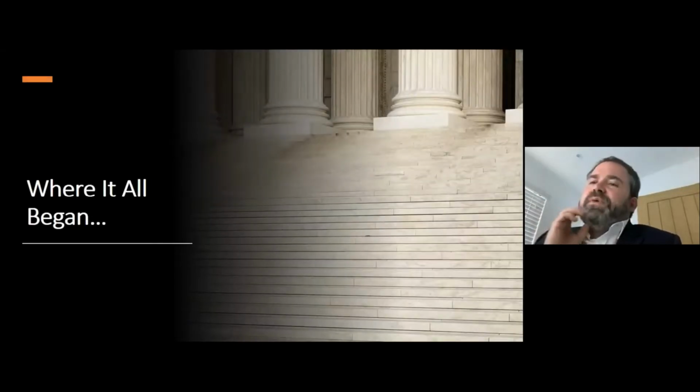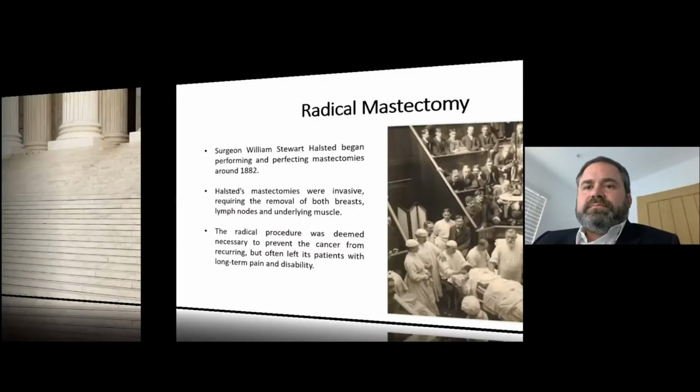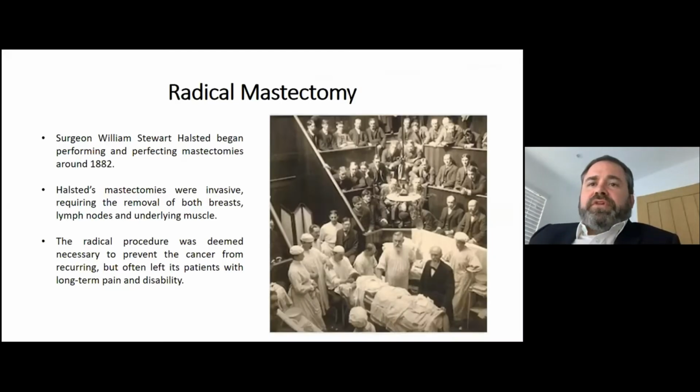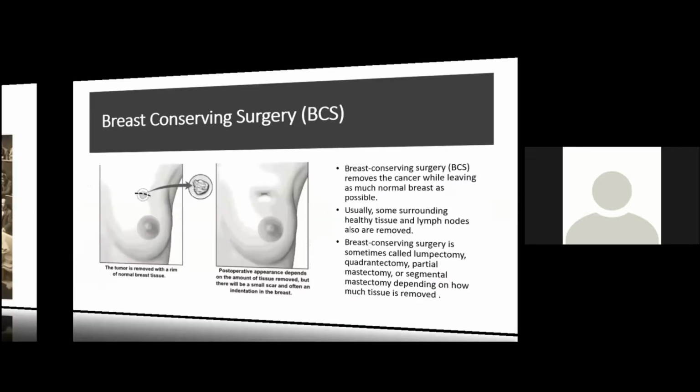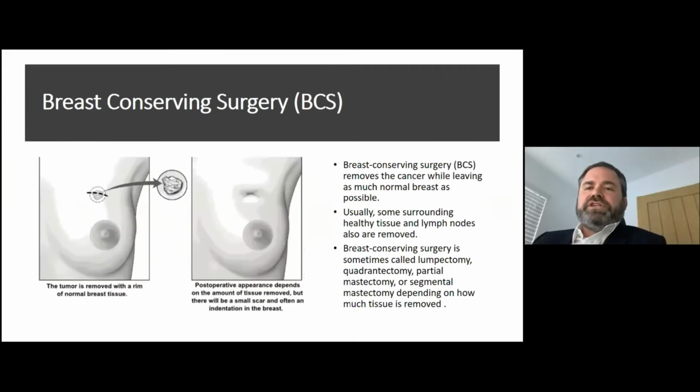So where it all began, if we move on to the next slide. It really began with the radical mastectomy. Surgeon William Stewart Halsted began this in the late 19th century. As we know, mastectomies at that time were radical procedures, removing much of the tissue, including the breast, lymph nodes, and underlying muscle. We go to the next slide. Like so much in life, though, we've seen an evolution of surgery where we now do breast conserving surgery, where the tumor lump is removed from the breast. We describe this as a lumpectomy, partial mastectomy or segmental mastectomy. So our surgical techniques have evolved. Next slide, please.